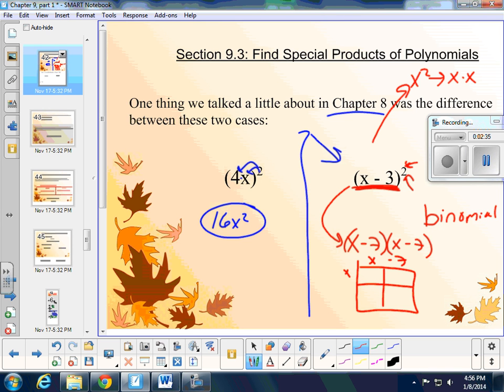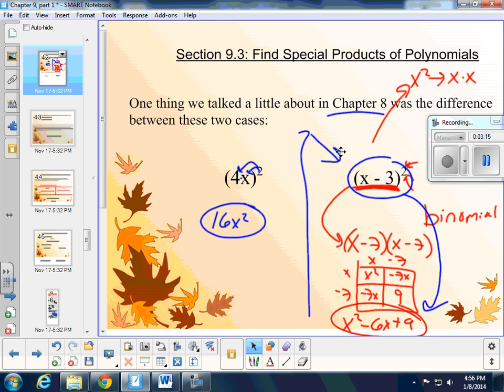Also, and here I'll get positive 9. Negative 3 times negative 3 gives me positive 9. So just realize, yeah, I didn't get just an answer of squaring each of those things. I ended up getting x squared minus 6x plus 9 for my answer. We're going to talk about in this section how I could shortcut. As soon as you see the square of a binomial, I can jump right to this answer.